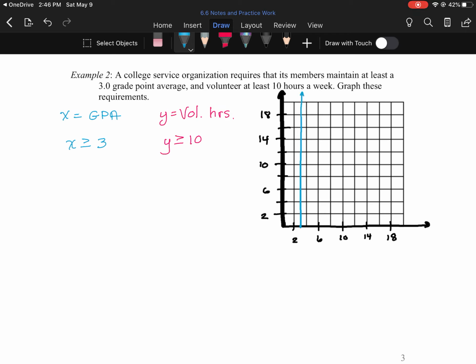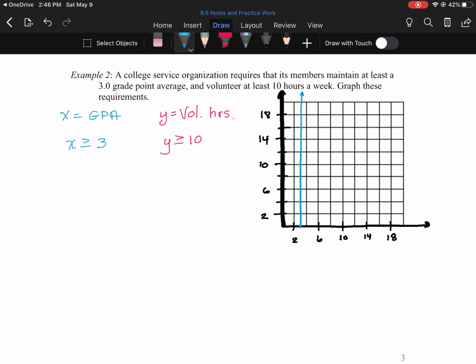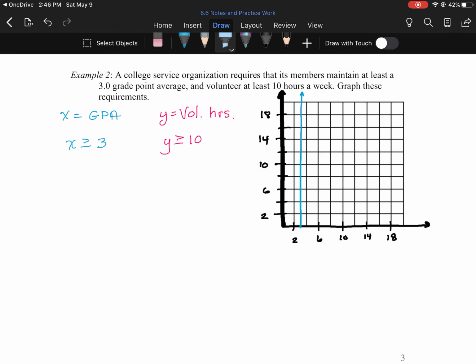Now, which way will it be shaded? Well, it will be shaded to the right because those are all the values that are greater. So it's going to be shaded this way. And I'm just going to go ahead and shade everything.